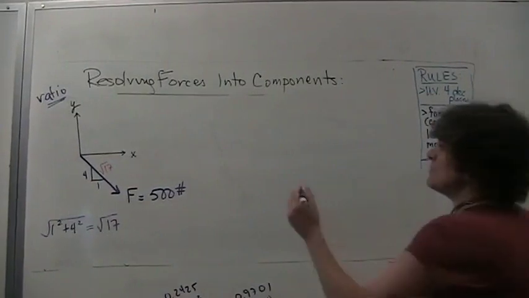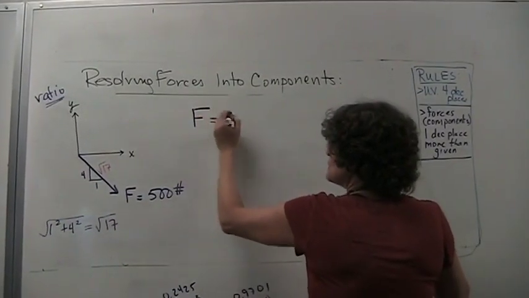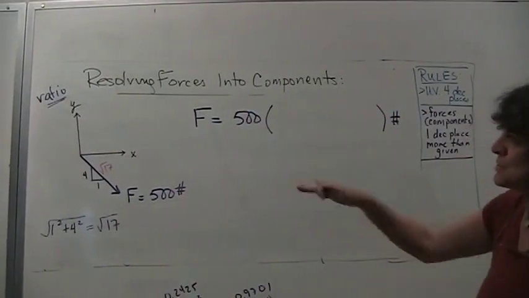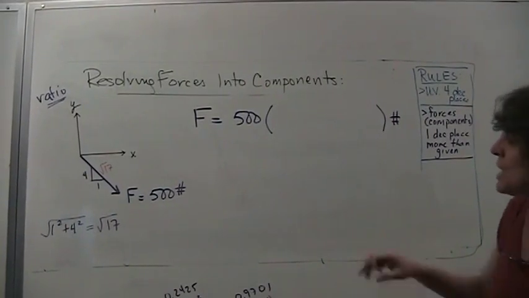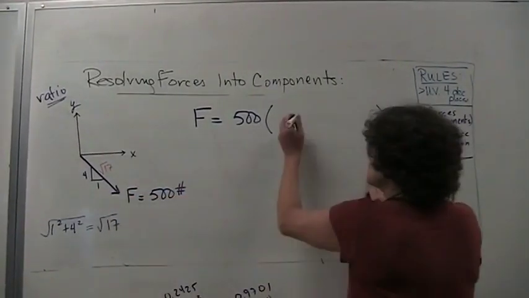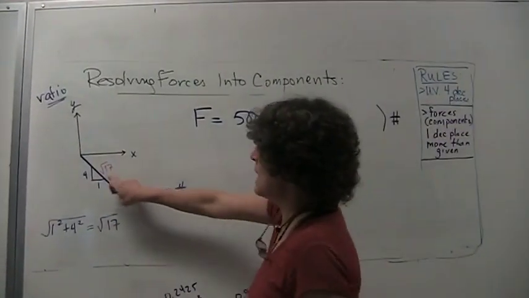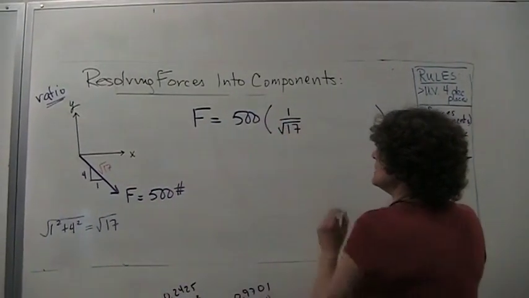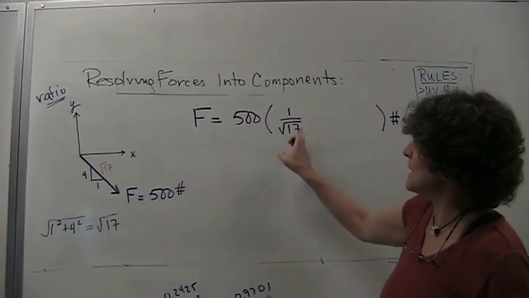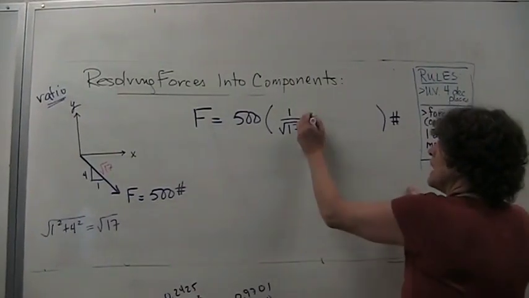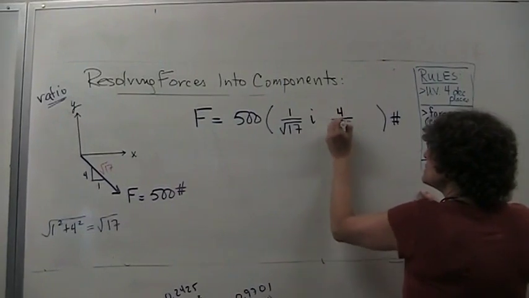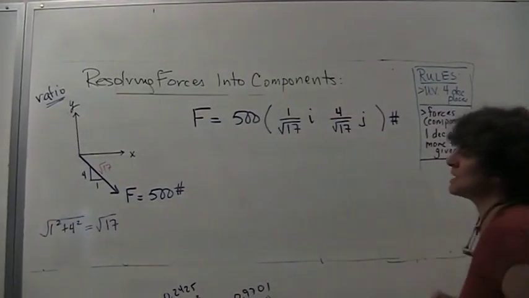And we're going to set this up the same way we set up the others. We're going to do it methodically. Force is equal to 500 is the magnitude. We're going to put the units at the end. But now, since we don't have angles, we're going to use ratios. I'm trying to find the x component. So the x component is going to be the distance in the x, 1, over the hypotenuse, which is radical 17. So if I take 1 over radical 17 times 500, that's going to be my x component. And I'm going to put i. And then for the y, the distance in the y is 4, the hypotenuse is radical 17, and I'm going to say j.